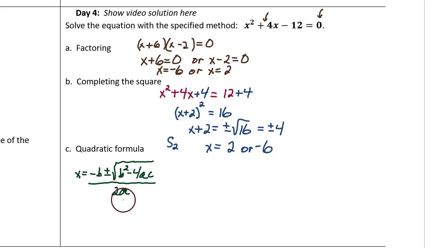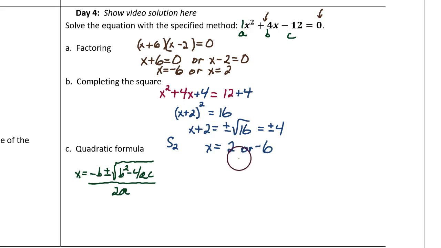Using this method assumes that you know how to find values for a, b, and c. In a quadratic equation that's in standard form, the leading coefficient is the a. In this case, it's a 1. The coefficient of x is b. In this case, it's positive 4. And the constant term is the c. In this case, it's negative 12. It's not just 12. It's negative 12.